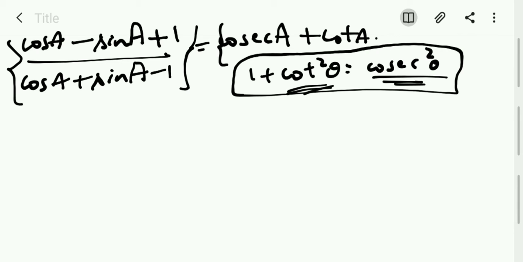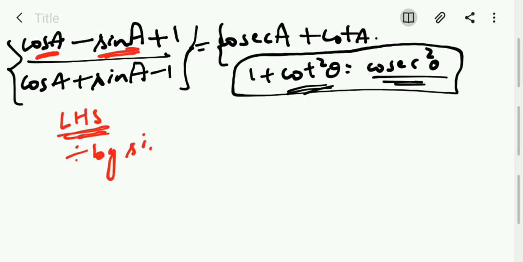Now how will you go ahead with the sum? If you carefully observe your LHS, that is your left hand side, we have cos A and sin A, and cos by sin is nothing but cot, and 1 by sin is nothing but cosecant. So taking LHS, divide by sin A on both numerator and denominator. What will we get if we do that?